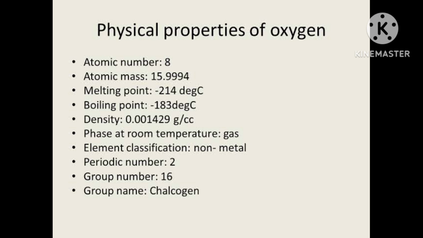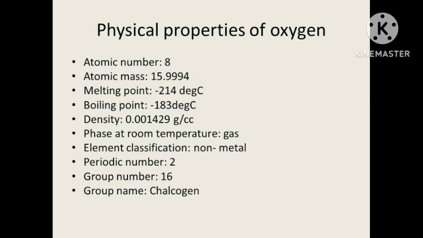Example, Ag2O, silver oxide. Ag2O, silver oxide, it will give silver plus oxygen. Then its balanced equation is that 2Ag2O, silver oxide, 2Ag2O, it gives 4Ag plus O2. Oxygen is gas, you know.